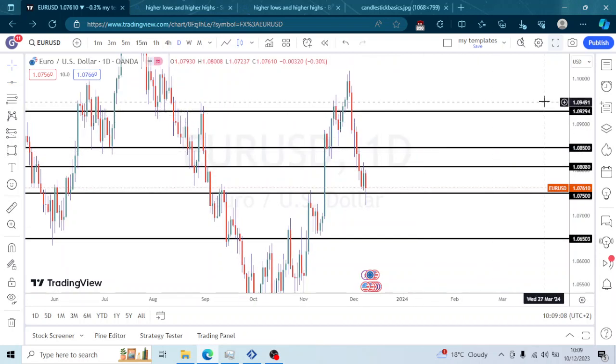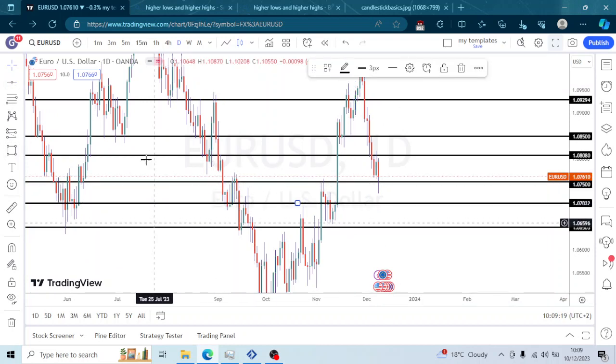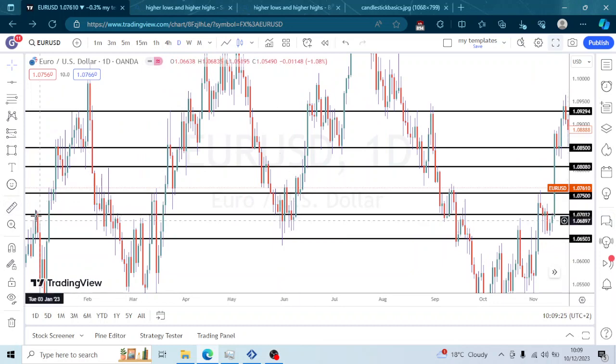1.0930, 1.0950 as well. There's a key level there, right? And you see all those key levels. 1.0700 as well, right there. There's a key level there, 1.07. 1.07 exactly. It's a key level there. Yeah, it is a key level. There are some rejections in the past as well.